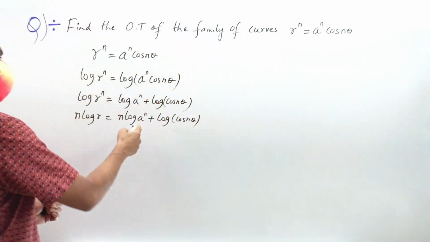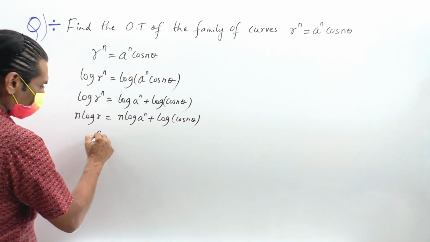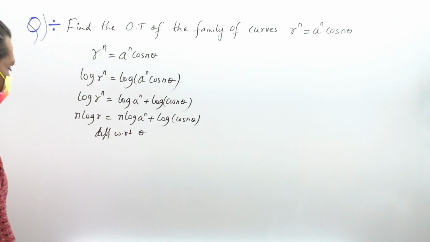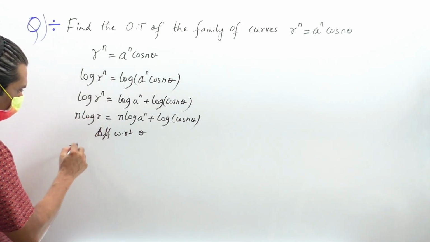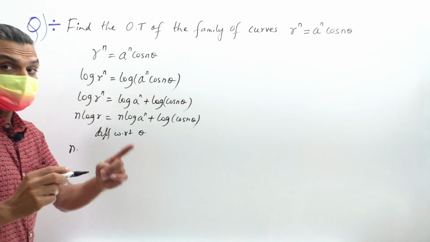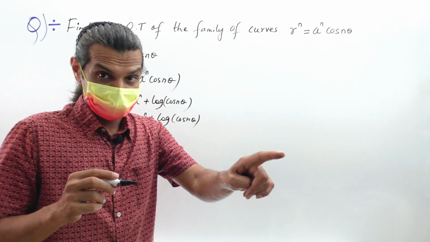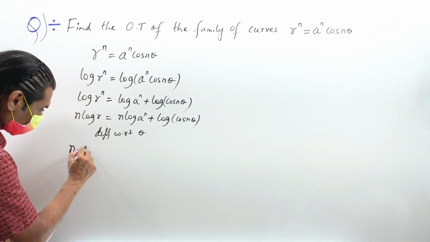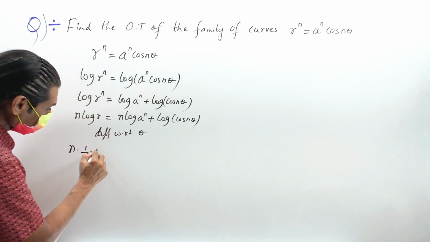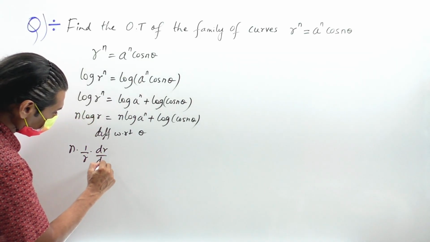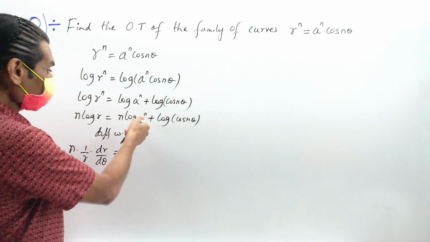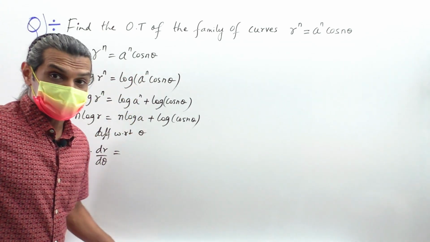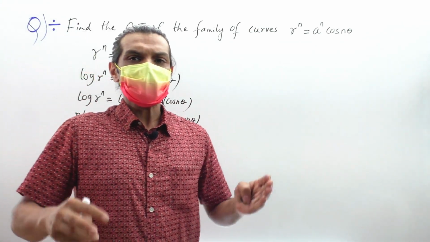So let's now differentiate with respect to theta. So we differentiate with respect to theta. Okay, so we can write n into, what is the differential of log r? See, we are differentiating with respect to theta here. Chain rule. Log r with respect to theta. Differential of log r is 1 by r, again with respect to theta is dr by d theta, equals, now n log a. Sorry, n log a. What is it? Differential of log a is 0.